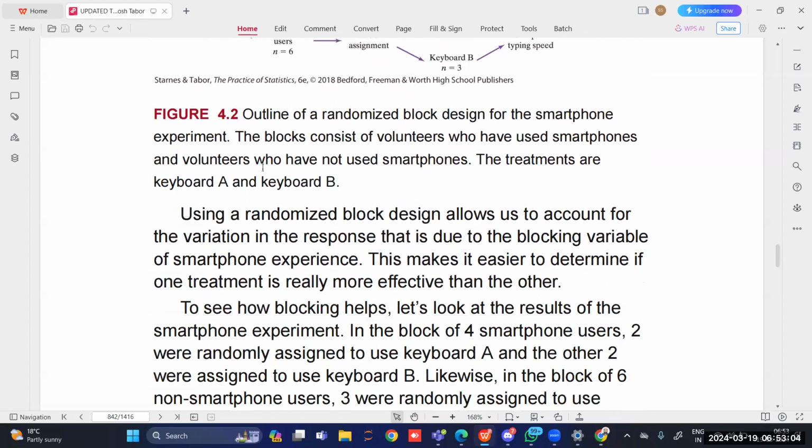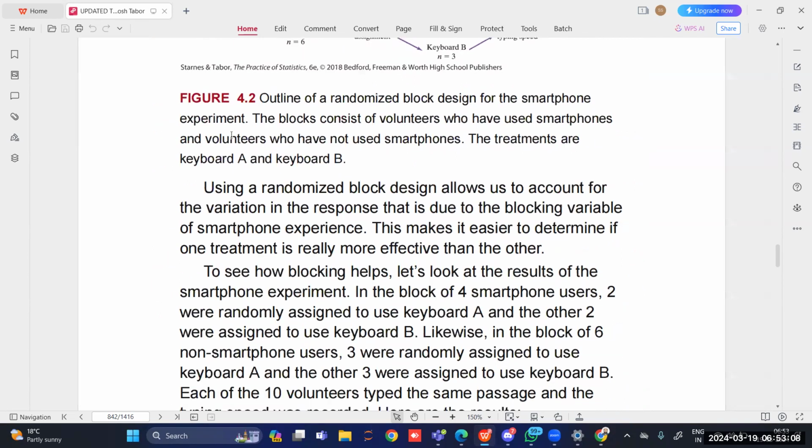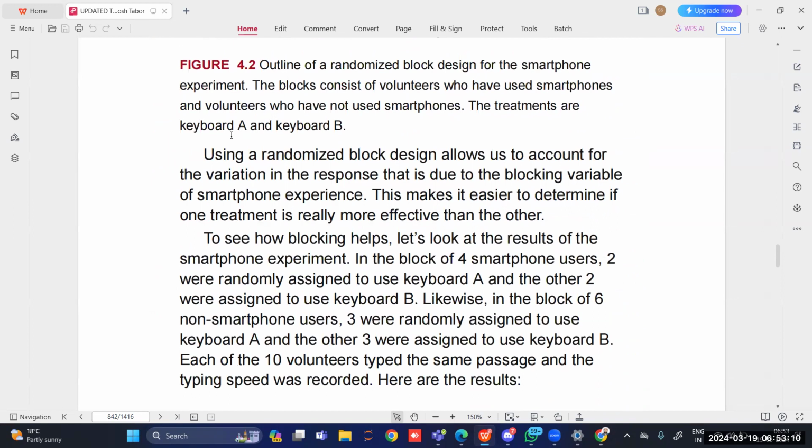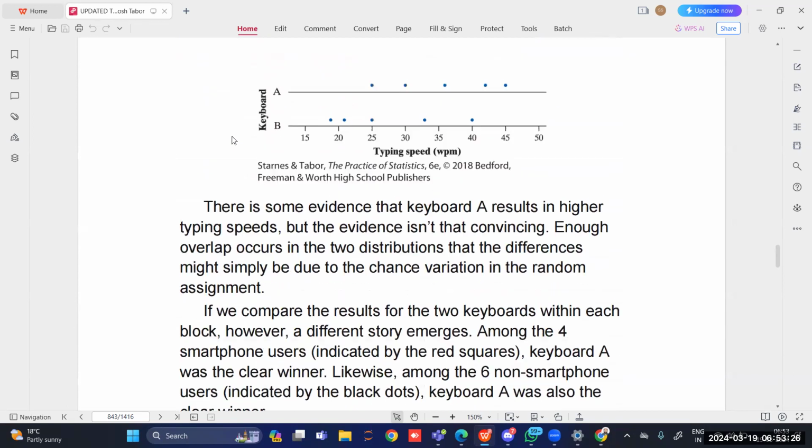So using a randomized block design allows us to account for the variation in the response that is due to the blocking variable of smartphone experience. This makes it easier to determine if one treatment is really more effective than the other. To see how blocking helps, let's look at the results of the smartphone experiment. In a block of 4 smartphone users, 2 are randomly assigned to use keyboard A, and it is all the description that we have done here.